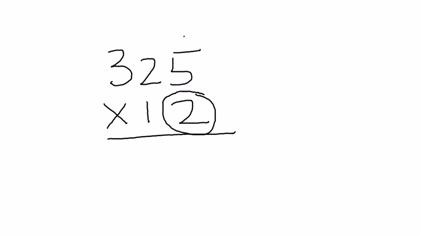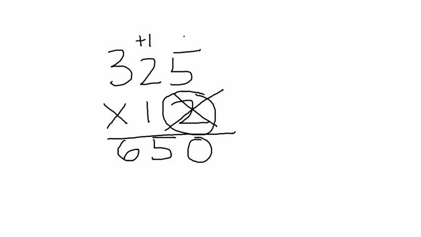So let's just start by multiplying all of these top numbers by 2. I know that 5 times 2 is 10. 1, 0. Now I move on to my tens column. 2 times 2 is 4, plus 1 more is 5. I can't forget to add that 1 up here. And then 3 times 2 is 6. So now I've finished with my 2.